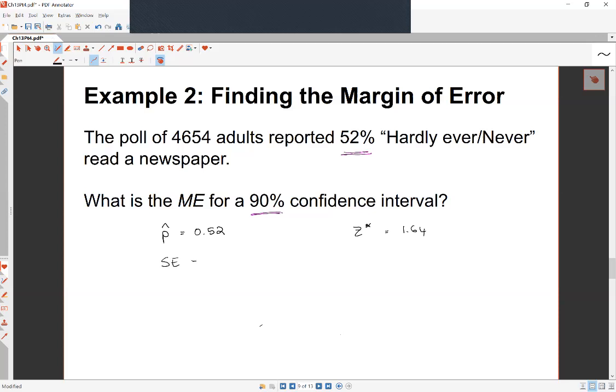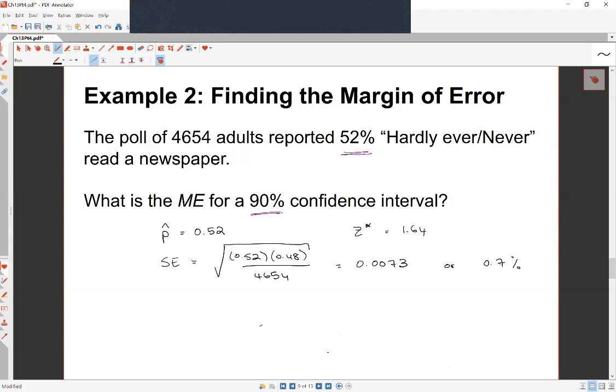And we can also calculate our standard error. So we'll use our sample proportion here. We always use that when it's available to us. And let's see what this calculation gives us. So 0.52 times 0.48 divided by 4,654 and take the square root of that, we get 0.0073 or 0.7%.